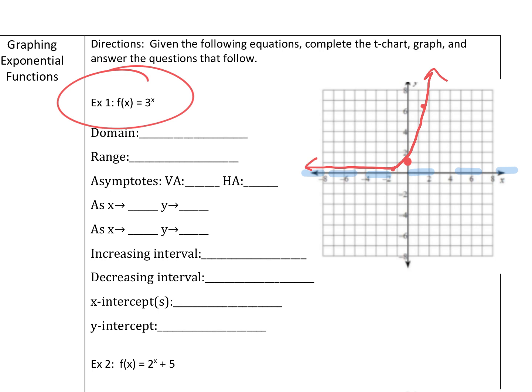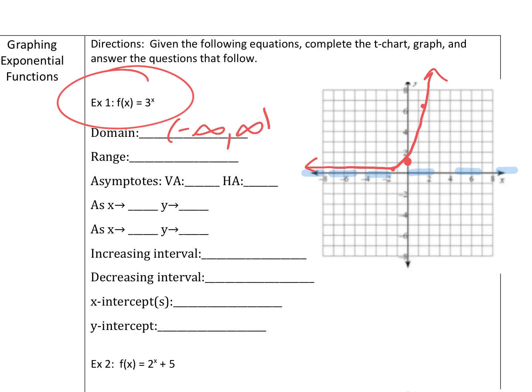It's x from the left to the right. Okay, so what is this thing doing as far as going to the left? It's going to negative infinity, and what's it doing to the right? Positive infinity. Guess what? That's the domain for every exponential. Negative infinity, positive infinity. Okay, what about range though?